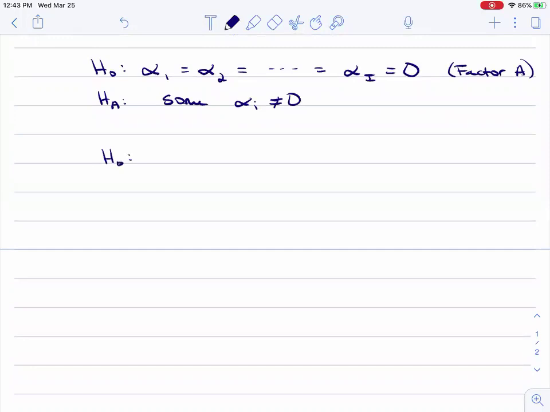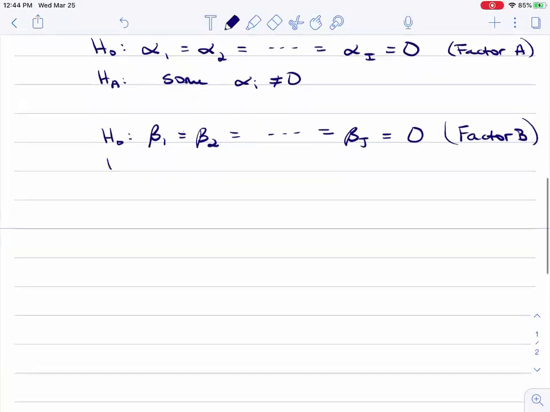The next test, same idea, but just for the betas instead. Beta 1 equals beta 2, going on and on and on, equal to beta J. Oh, that should be a capital J. Just for the parameters is equal to 0. This is for factor B. And same idea, the alternative hypothesis is that some beta j does not equal 0.